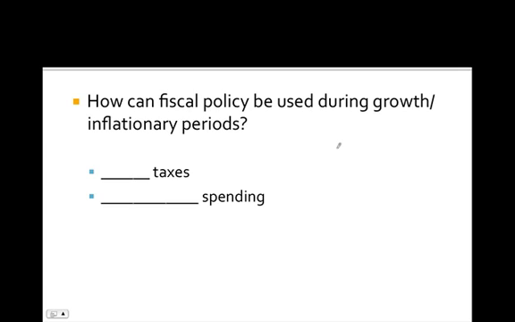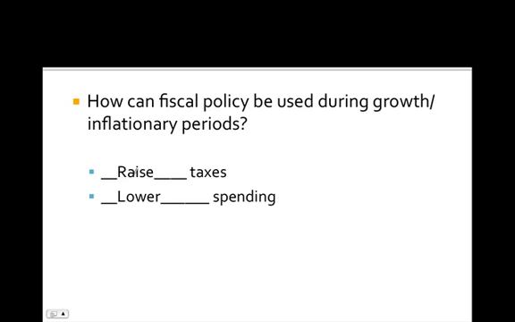How can fiscal policy be used during growth and inflationary periods? So, fiscal policy during growth, the business cycle is going to be headed up, GDP is going to be headed up, inflation will be headed up, and unemployment will be headed down. So during growth, what we may want to do if we've got really bad inflation is slow this growth down. To slow the growth down, we want less money in the economy. So fill in these two blanks.